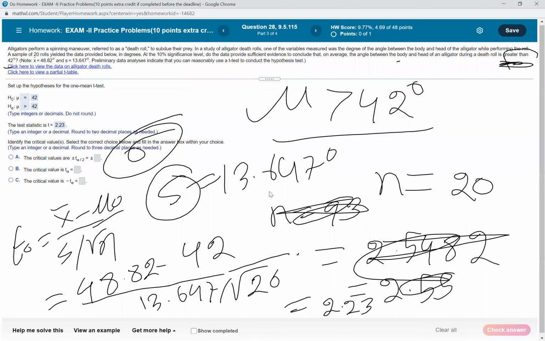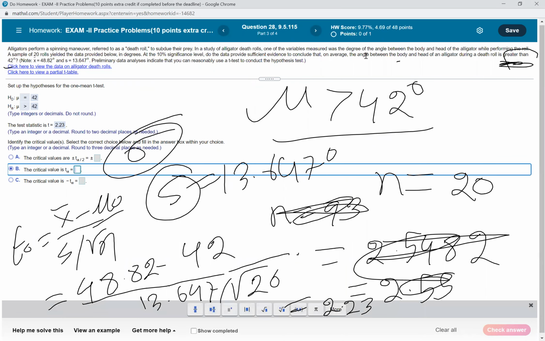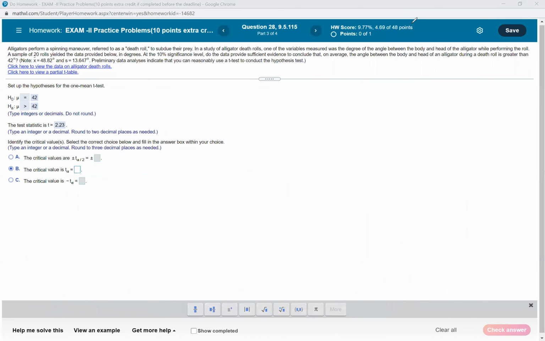Yeah, now that's correct. Okay, so since this is a right tail test, the critical value will be this one. So how do we find the critical value? So let me erase everything.